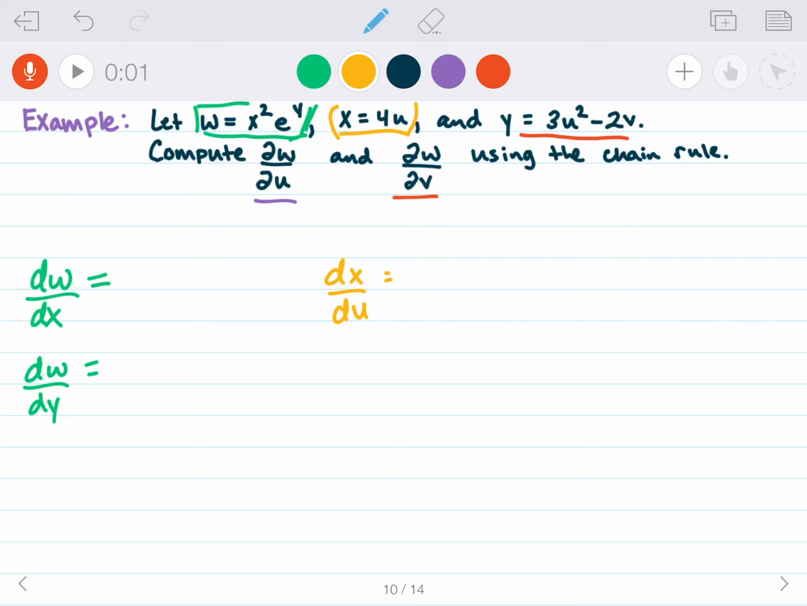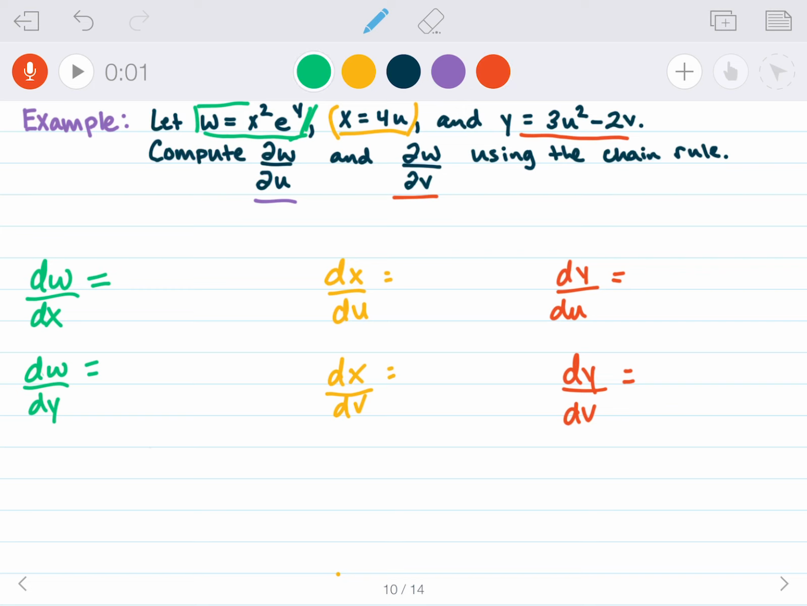And then we also have dx dv, because we're assuming that x is a function of u and v, even though v isn't explicitly written there. And finally, for y, we have the derivative of y with respect to u, and the derivative of y with respect to v. So these are partial derivatives of y with respect to u and v. So let's go ahead and figure out what these are.